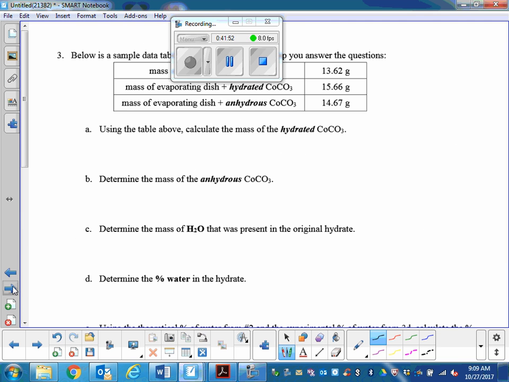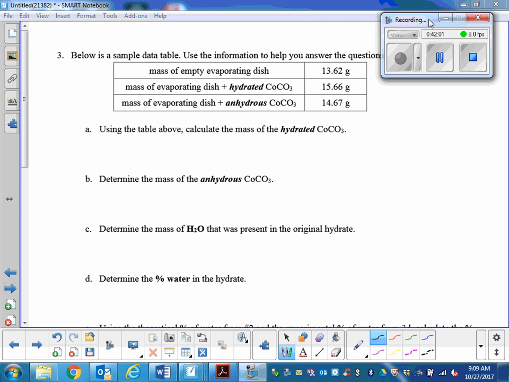Now, we all did the hydrate lab. Is that right? Last class, we heated the hydrate and we drove off the water. Now, instead of using an evaporating dish, we used a test tube. Is that right? Ours was the test tube plus the hydrate, test tube plus the anhydrous. Can somebody tell me, if I know the mass of the empty test tube, the test tube and the hydrate, and the test tube and the anhydrous, how do I determine the mass of the hydrate?